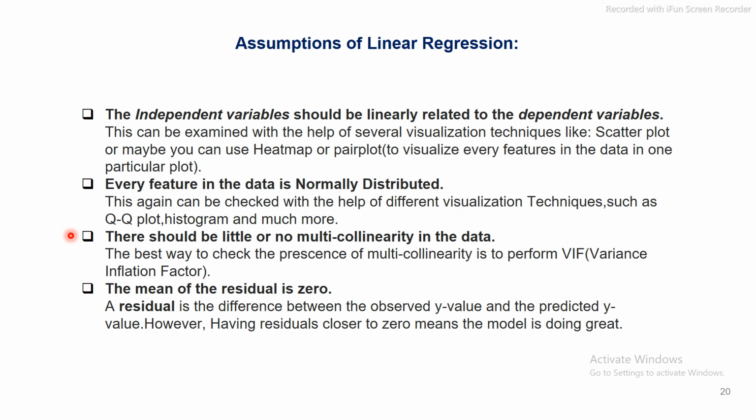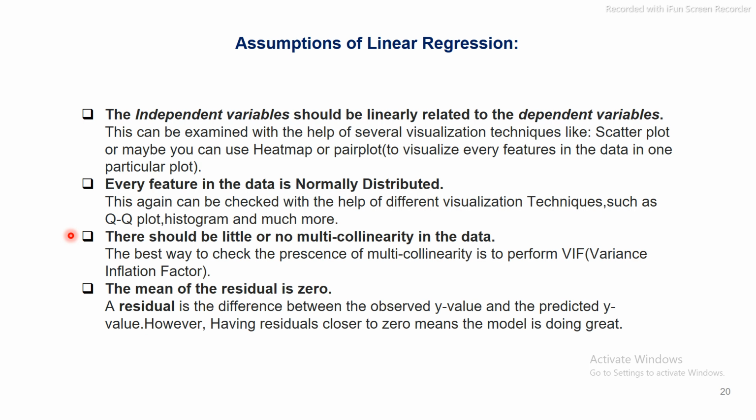Every feature in the data is normally distributed. Let's say you are calculating the salary of a person, and there are 4 or 5 features, let's say age, income, educational level. In that case you have to assume that every single feature is normally distributed; if you draw it up, it will follow a bell-shaped curve. That is your normally distributed data.